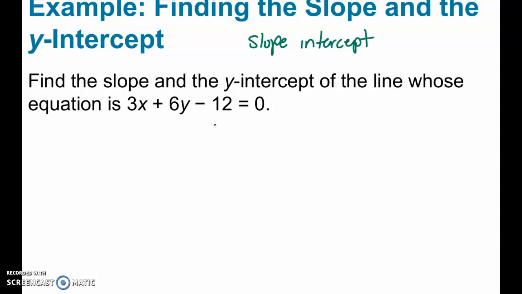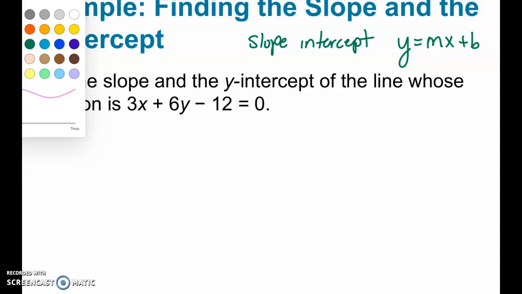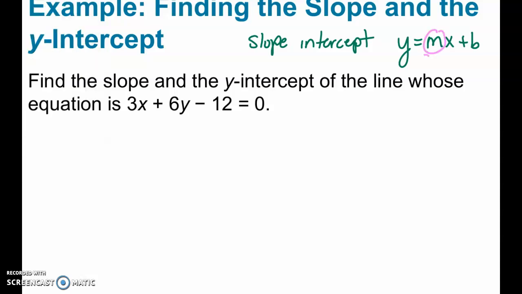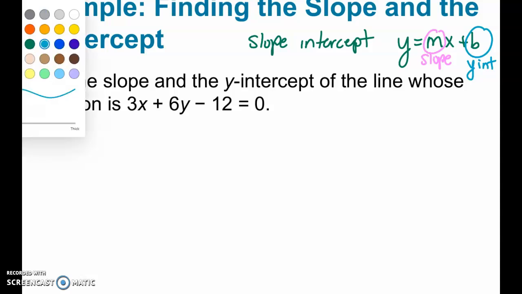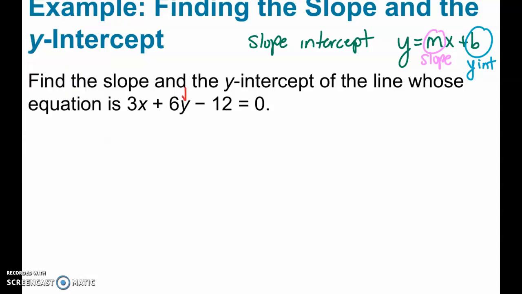If I was able to put it in slope-intercept form, then I can pick out the coefficient on the x to be the slope and the number that's by itself to be the b. Here is my slope. And here is my y-intercept. Now I can't just take the coefficient on x if it's in this general form and say that's the slope. It's not. So what I have to do is solve this equation for y.